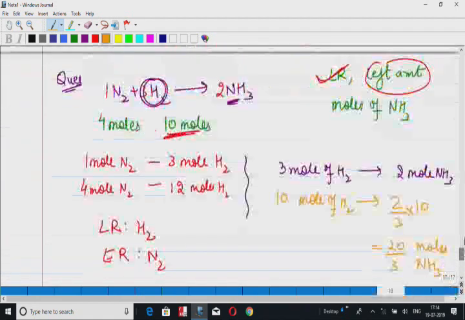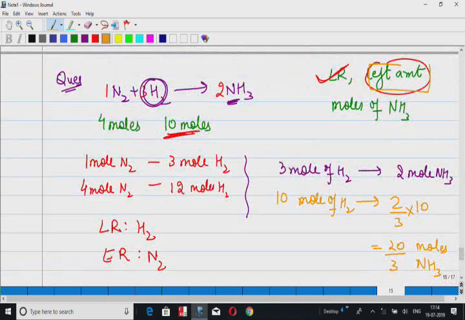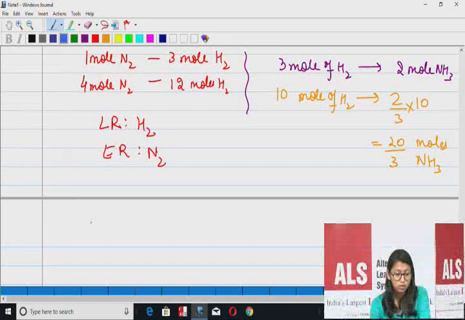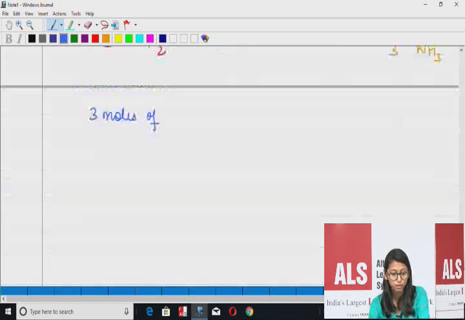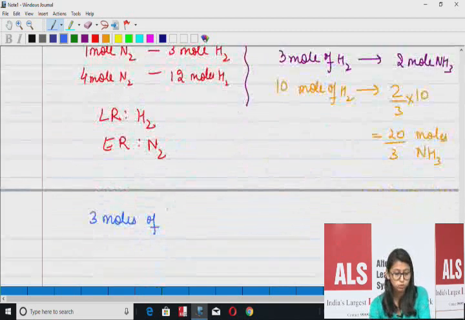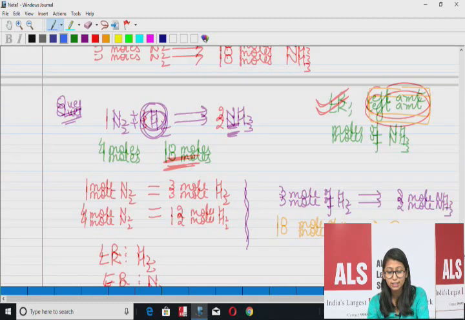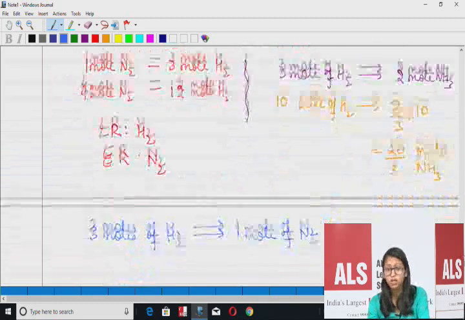So now the left thing is you have to find the left amount. So what we have to do? First of all, according to the LR, we have to find out how much amount of the H2 is required. Okay? So we will say that 3 moles of H2 is reacting with 1 mole of N2. Are you able to see that this time I am first of all finding out how much nitrogen is required, according to the LR.